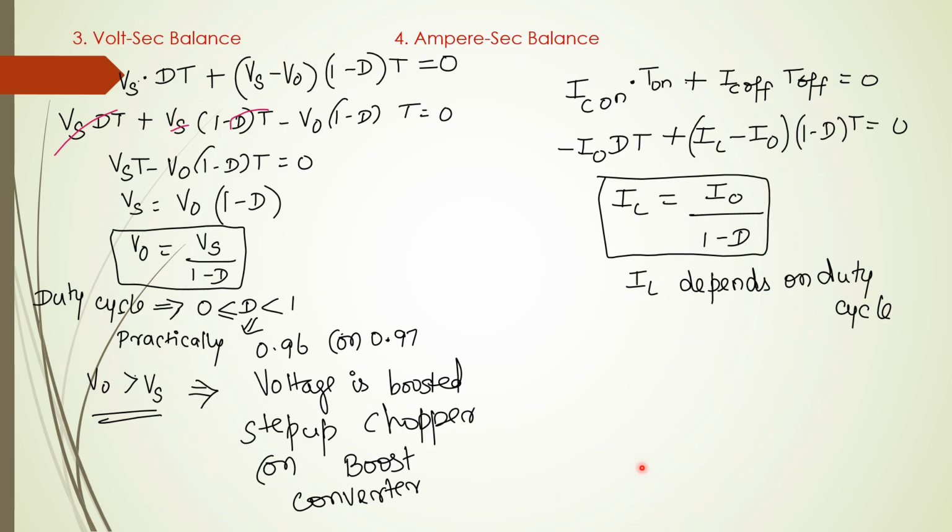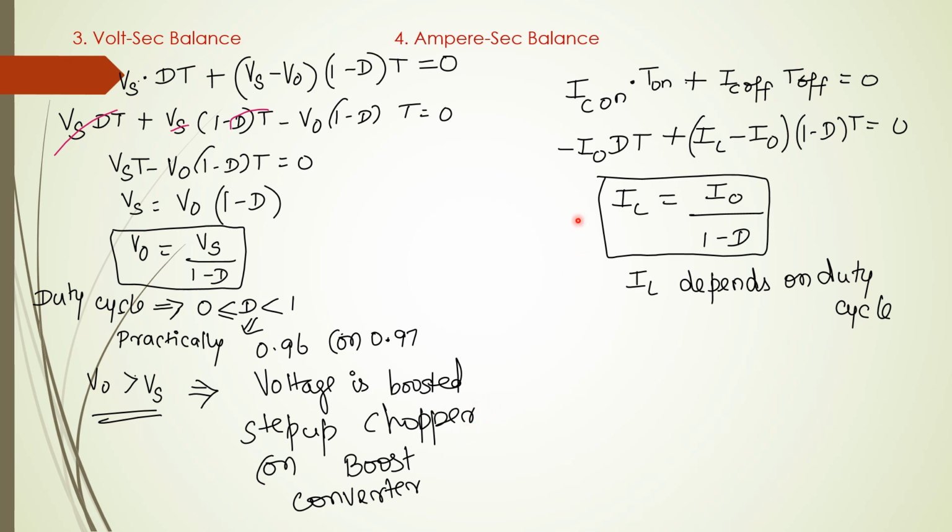Next is volt-second balance. We try to derive it: Vs into D T plus (Vs minus V0) into (1 minus D) T. Why? Because this is the duration, you know this. Finally we get V0 equal to Vs by (1 minus D). The duty cycle is practically between 0.96 or 0.97. V0 is always greater than Vs.